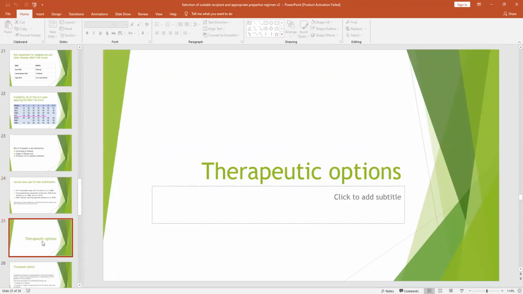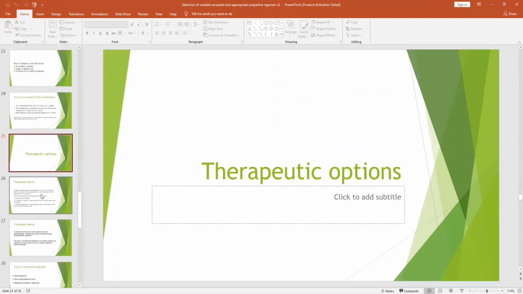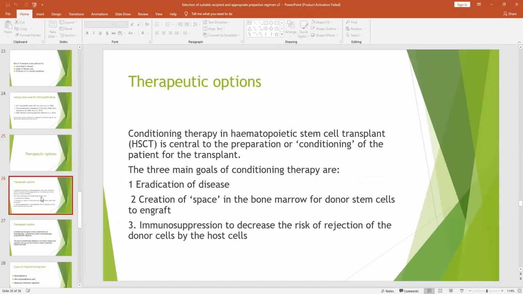Then therapeutic options. What are the therapeutic options? Conditioning therapy in the stem cell transplant is essentially the preparation of the patient for the transplant. The three main goals of the conditioning therapy are the eradication of the disease, creation of space in the bone marrow for donor stem cells to engraft, and immunosuppression to decrease the risk of rejection of the donor cells by the host cells.